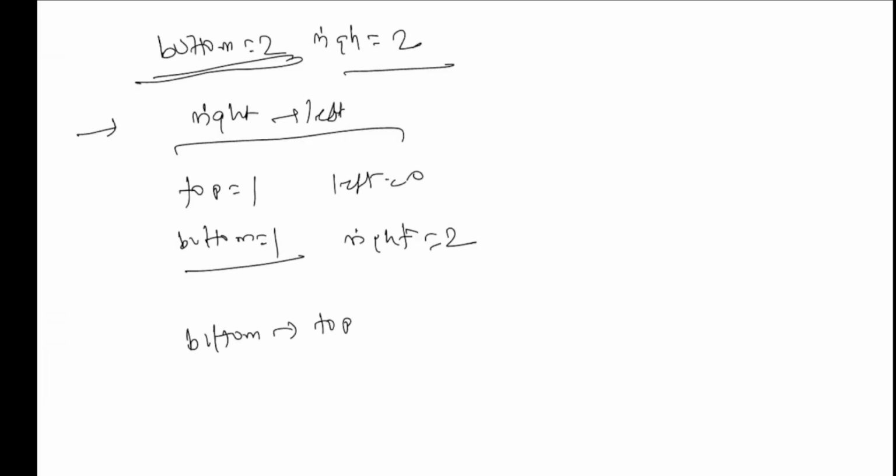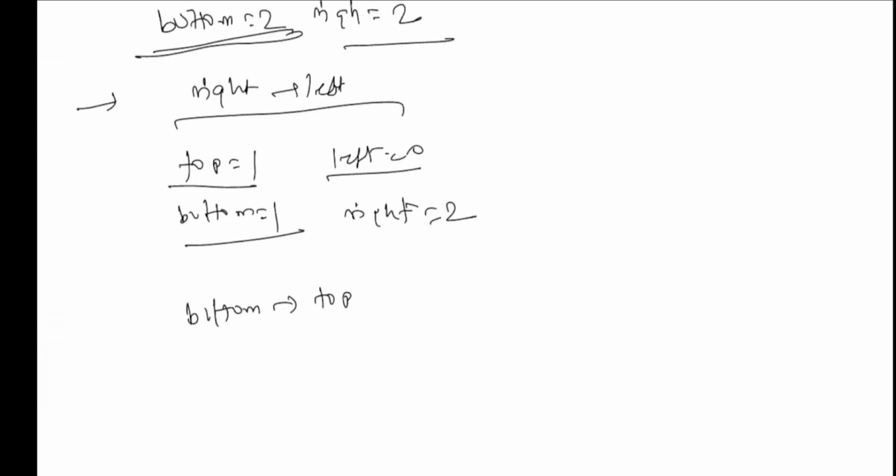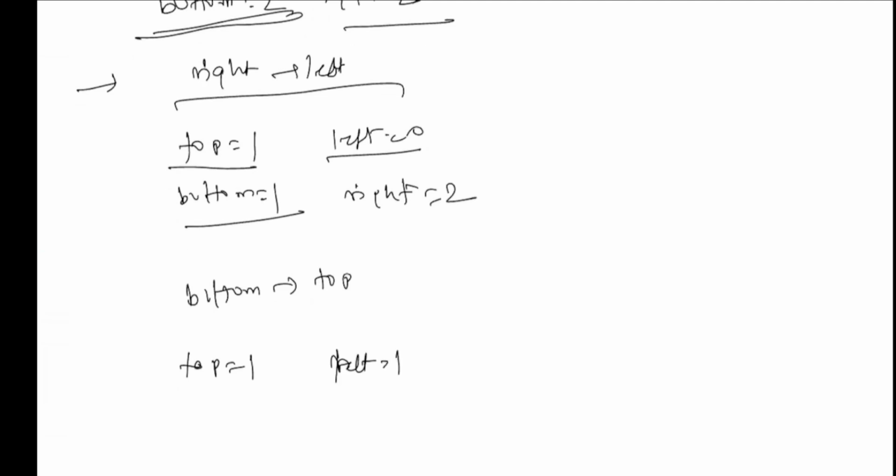We are just moving smoothly, right? So what I'm doing, in this case, I'm just increasing my left to 1. So my top would be same. My left would be changing to 1. My left would be 1. Bottom is also 1 and right is 2. Okay.